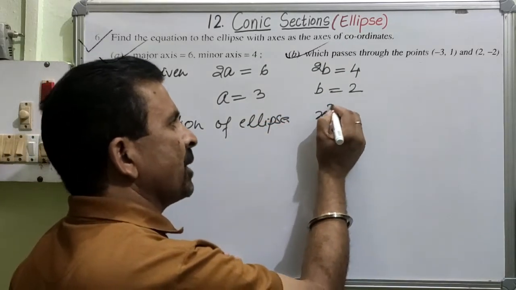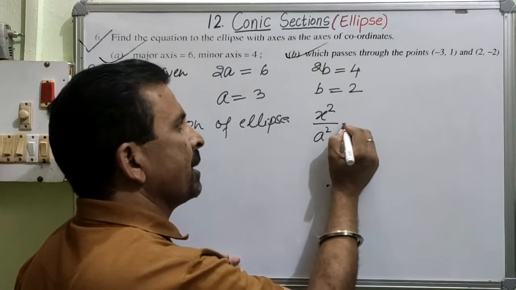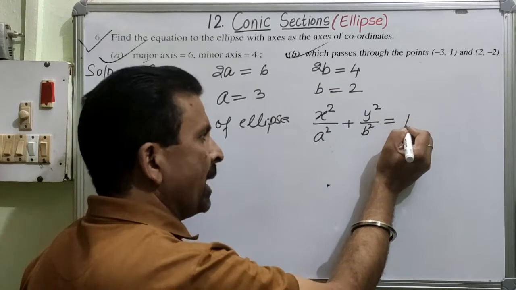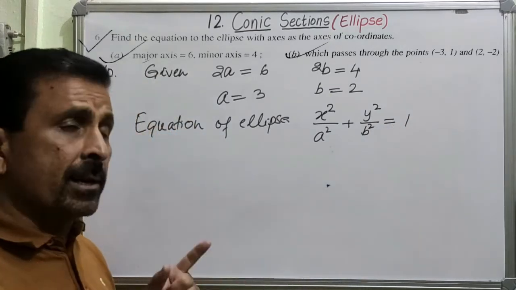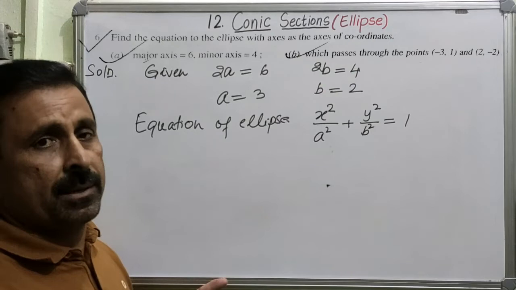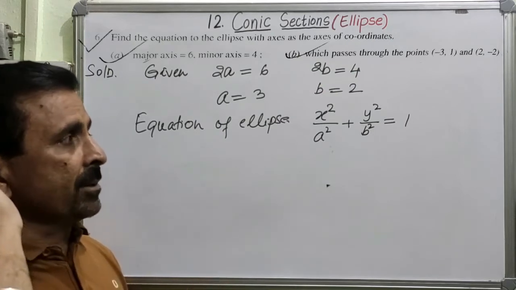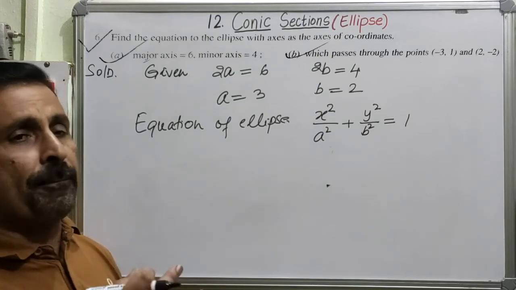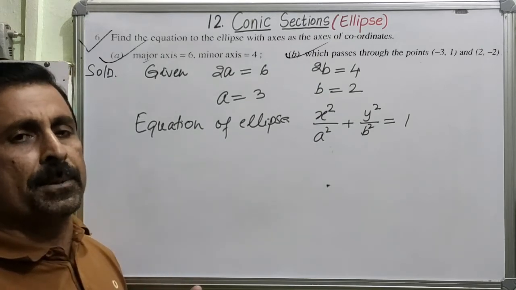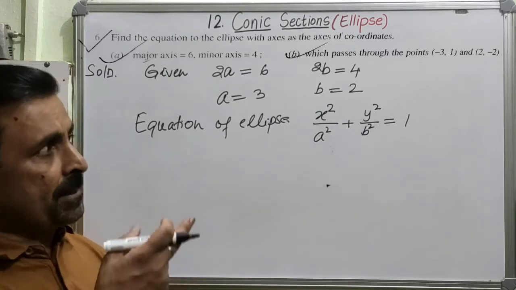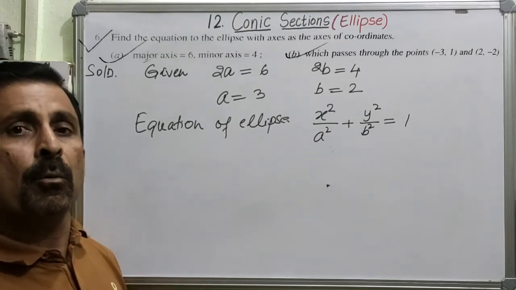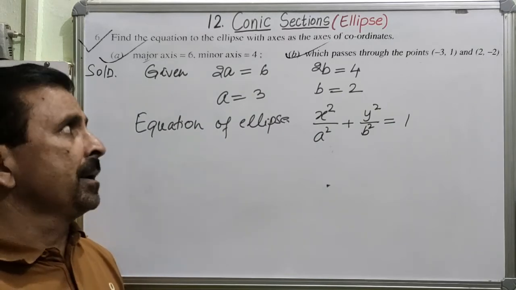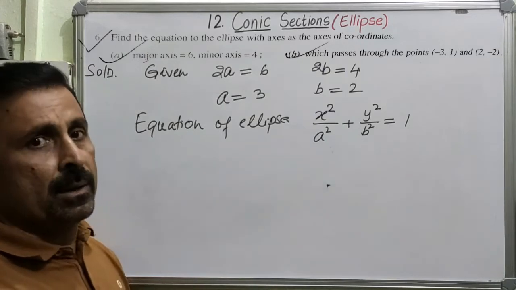x square over a square plus y square over b square is equal to 1. Please be very mindful here. In every condition, we are keeping a as the greater quantity. Since every time we are keeping a as the greater quantity, when a comes below x, that means this will represent the horizontal ellipse, and if a goes under y, then this ellipse will be a vertical ellipse. So here this ellipse is going to be a horizontal ellipse.